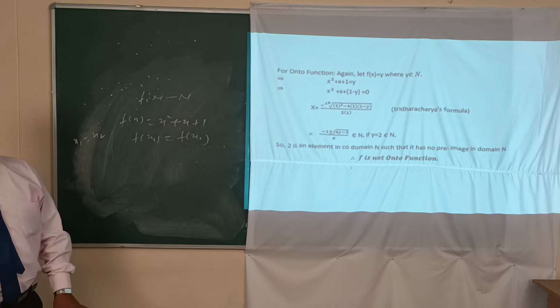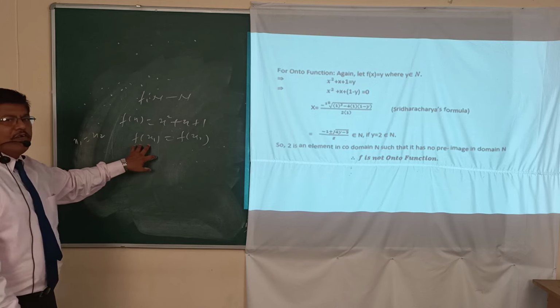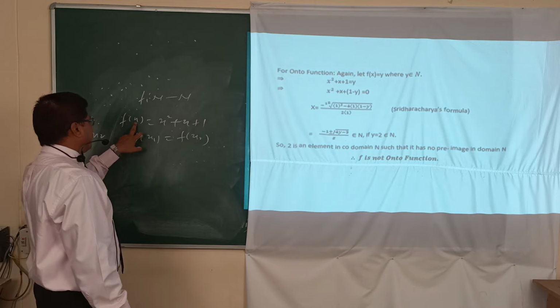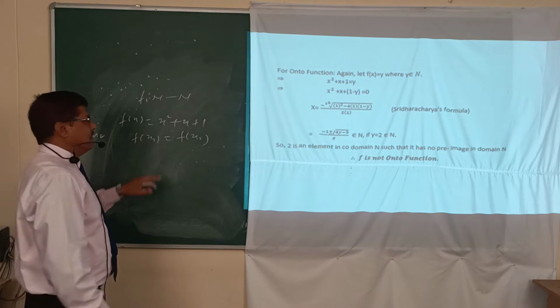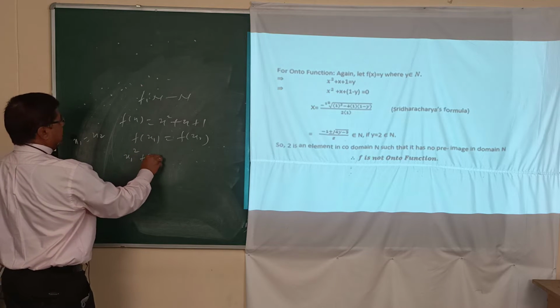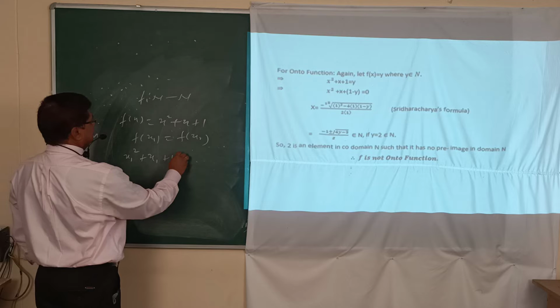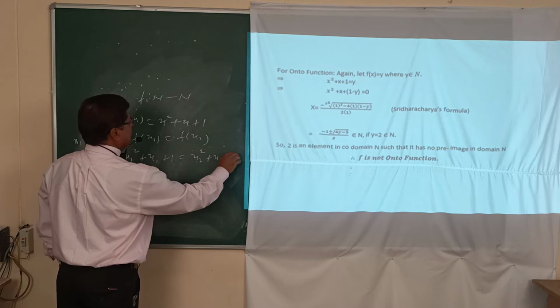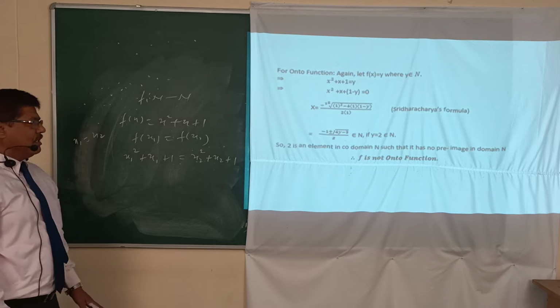So what process do we use? First we'll take out the value of f(x1). It means in the given function, in place of x, replace x1. It means the left side here: x1 square plus x1 plus 1 is equal to x2 square plus x2 plus 1, like this.